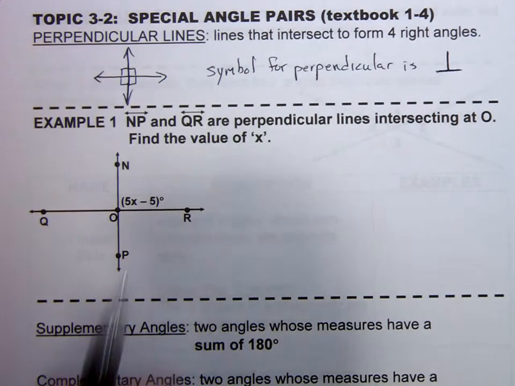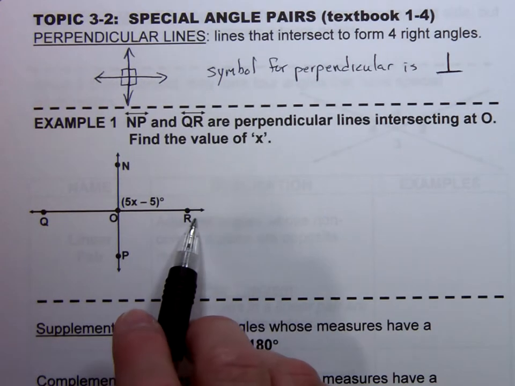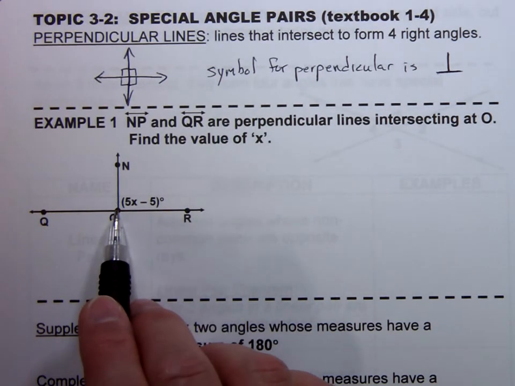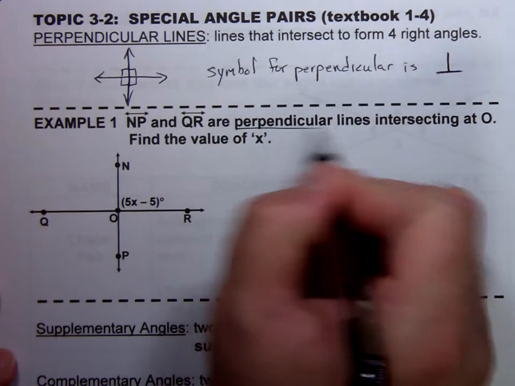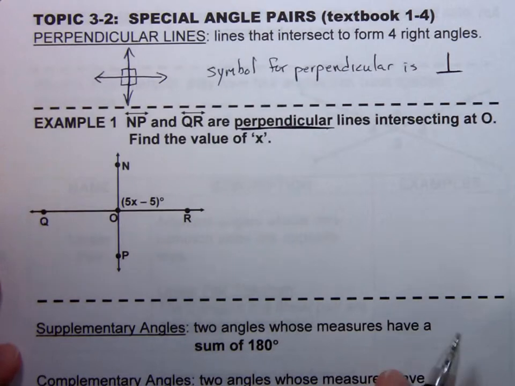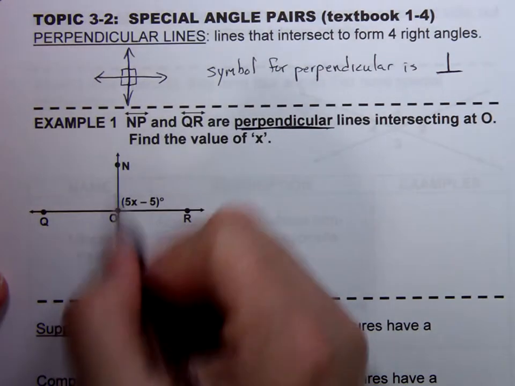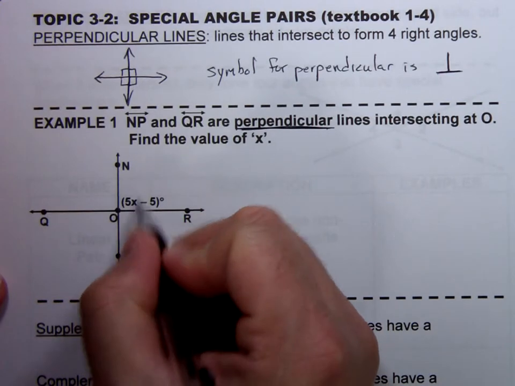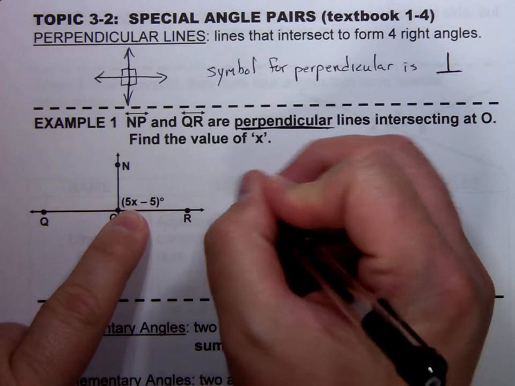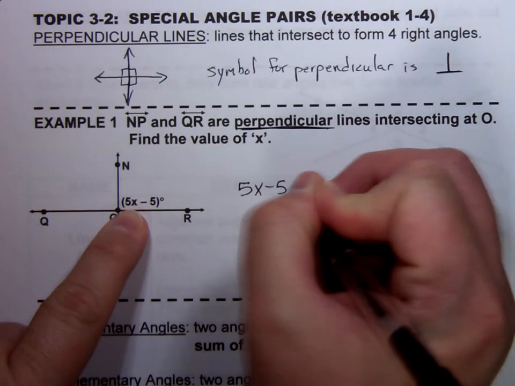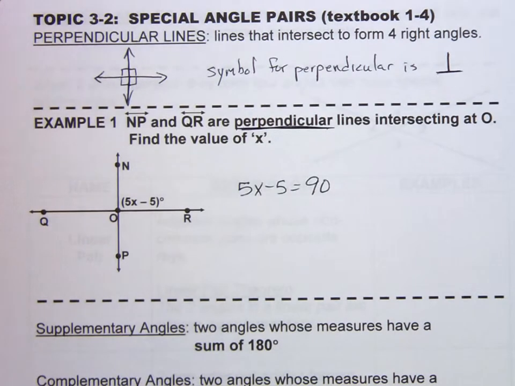Okay. Alright, on example 1 it says line NP and line QR are perpendicular lines intersecting at point O. Find the value of x. Well, the second that I read that these two lines are perpendicular, I know that any angles that they are creating are 90-degree angles, right angles. So right here, I know this is a right angle. Well, it's labeled as 5x minus 5, so what that tells me is 5x minus 5 equals 90. Because right angles are 90 degrees.